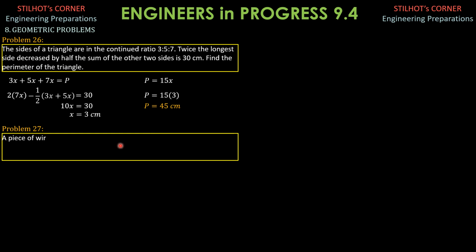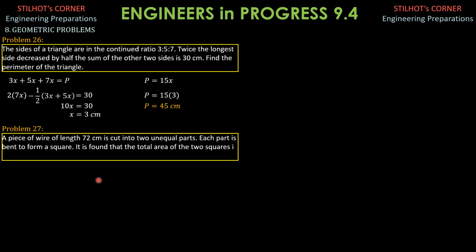Problem 27. A piece of wire of length 72 cm is cut into two unequal parts. Each part is bent to form a square. It is found that the total area of the two squares is 194 square centimeters. Find the difference between the sides of the squares. So this is for a little bit higher thinking skills, and you need your calculator here. The solution would lead to a quadratic equation.